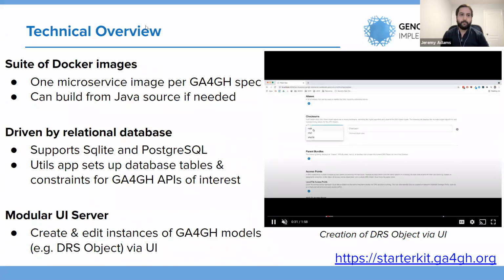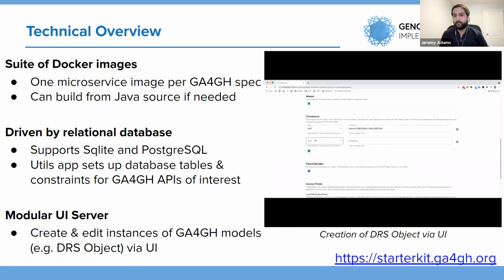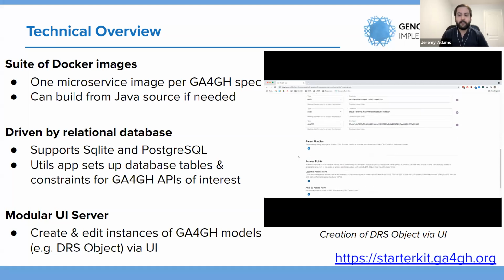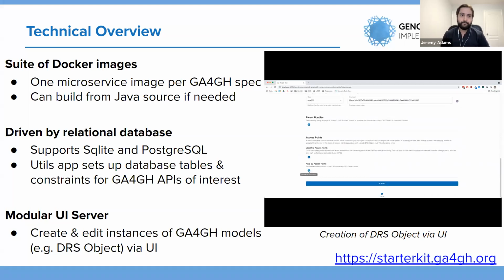Just to give a quick technical overview, the suite of starter kit apps are available as Docker images. We recommend using Docker for ease of use wherever possible, but of course the source code is available for environments that can't make use of Docker for whatever reason. The APIs are backed by a relational database schema. Currently, SQLite is supported for development environments, and Postgres is used for more productionized environments. And we have scripts for setting up the table schema and populating it with development or test data on a target database of your choice.